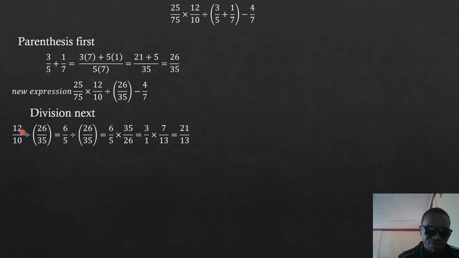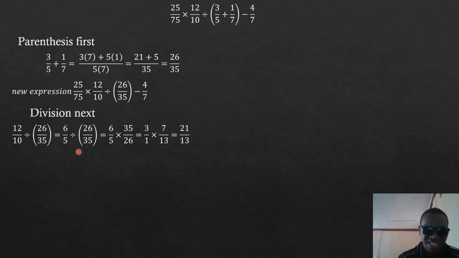This number is divisible by 2, and this one is also divisible by 2. So we'll divide the numerator and denominator by 2. 12 divided by 2 is 6, and 10 divided by 2 is 5. Okay? Then we'll copy everything the way it is, divided by 26 over 35.